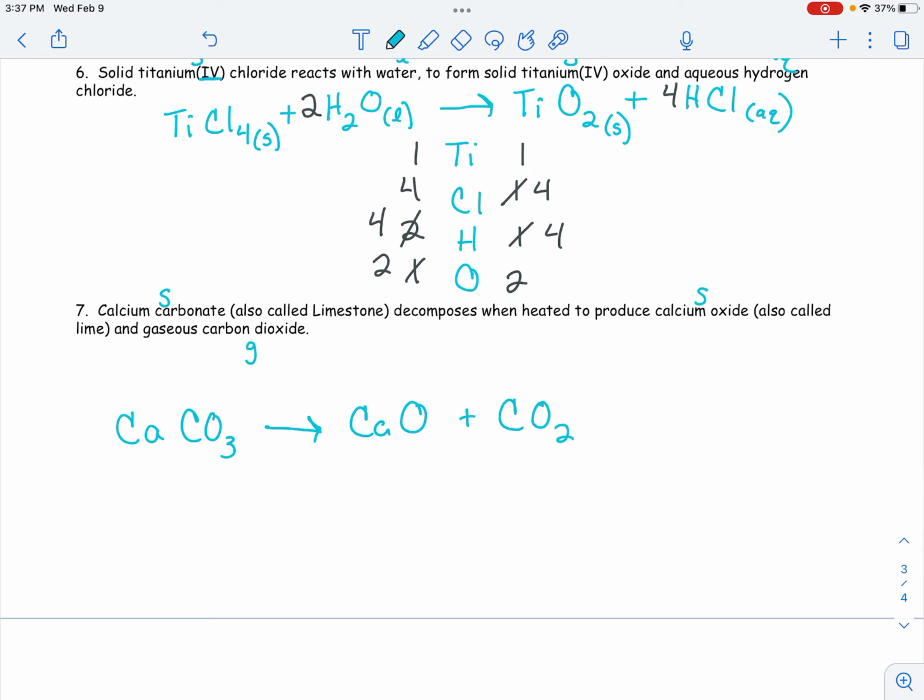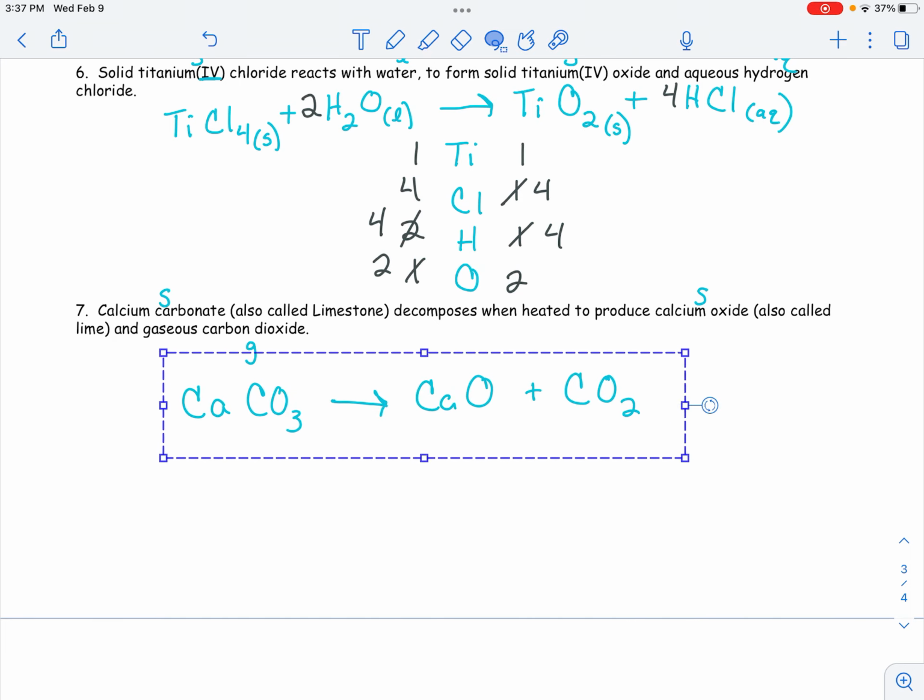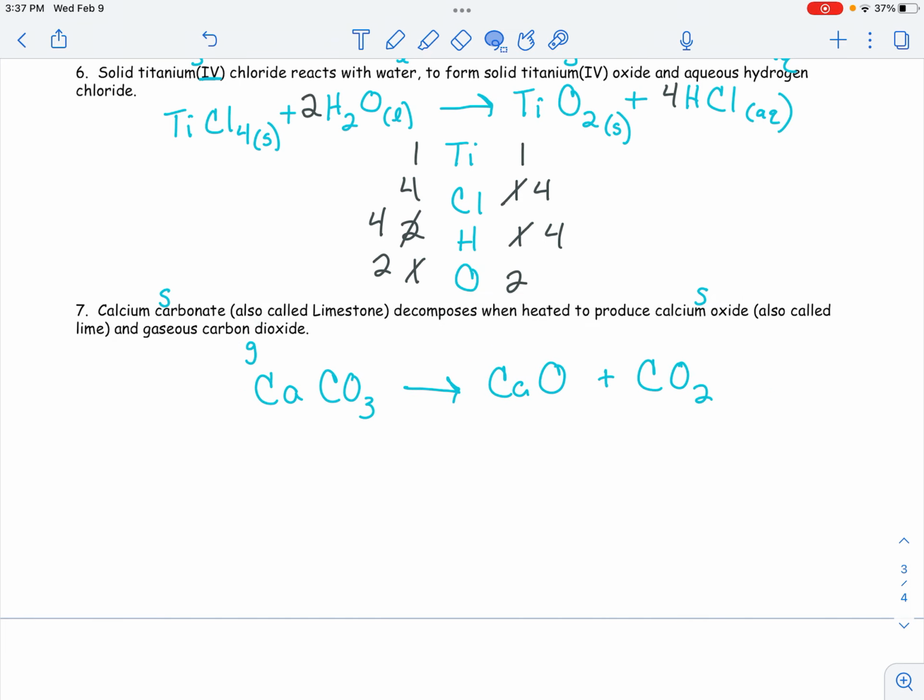Now if you notice, I did what I tell you I do all the time, and I forgot my state scripts. So I'm going to go back and make sure I add those. So my first one was a solid, my second one was a solid, and my third one was a gas. Now I'm going to go ahead and write out the different elements. So I've got calcium. I don't know why I wrote it so close. I've got calcium, I've got oxygen, and I've got carbon.